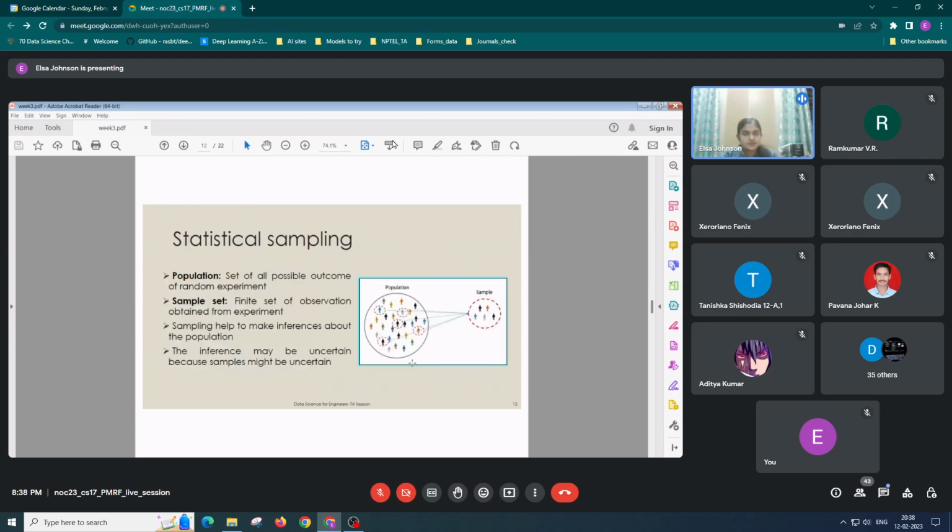Then you have statistical sampling and hypothesis testing. Population means the set of all possible outcomes of a random experiment. If you are collecting some set of observations from that, it is the sample. So a sample set is a finite set of observations obtained from the experiment. Sampling helps to make inferences about the population, and the inferences may be uncertain because the samples might be uncertain.